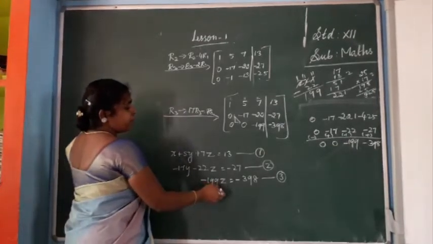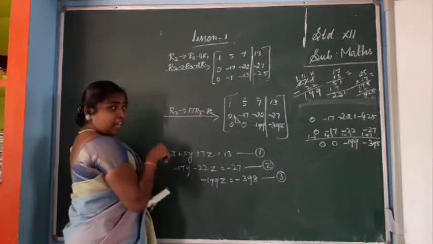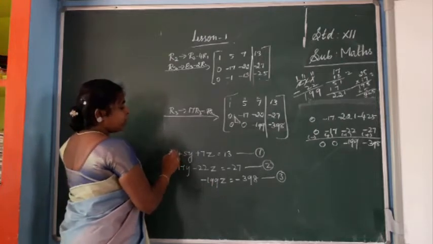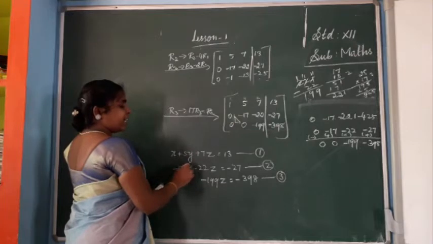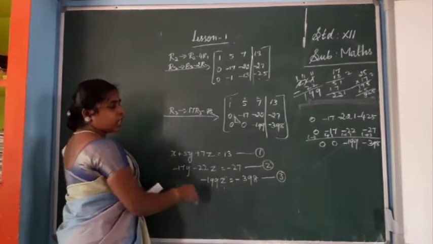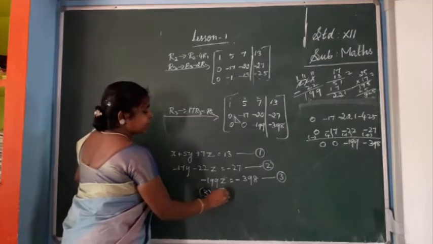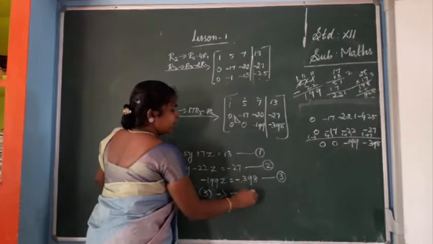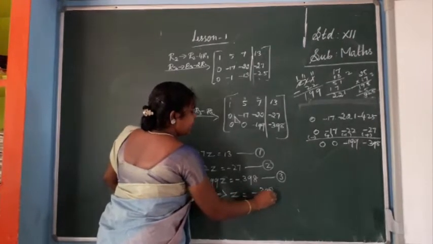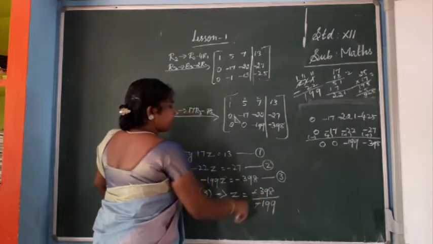So in the last equation you see only one unknown. Why are we using back substitution? In the first equation there are 3 unknowns, in the second equation 2 unknowns, and in the third equation only one unknown is there. That's why we are using the third equation first. So from 3, z equals minus 398 divided by minus 199. So minus minus cancel.